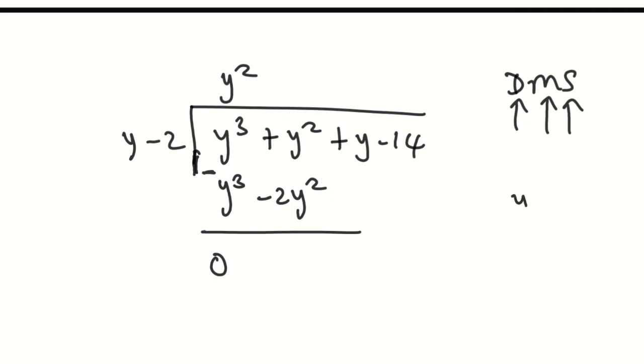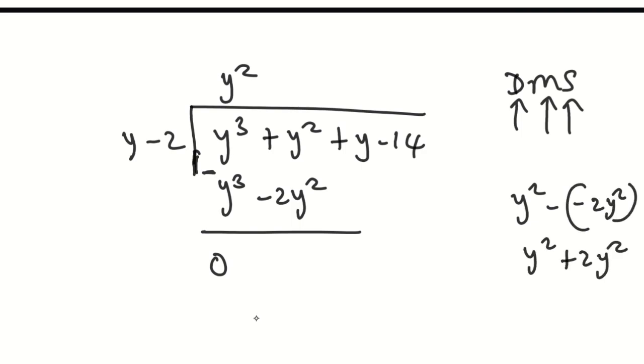Please be careful with this. y squared minus negative 2y squared is going to be what? y squared minus minus becomes plus. And then when you add those two, you get what? 3y squared. So plus 3y squared. Okay. We can choose to bring down the y here. So plus y. Okay. And then the minus 14 here.